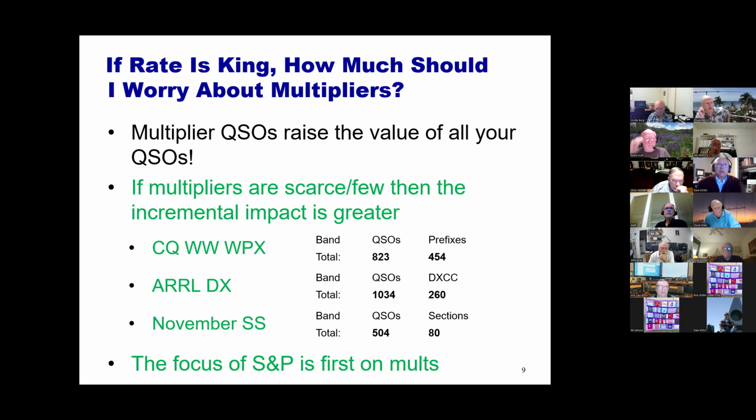So if rate is king, how much should you worry about multipliers? Multiplier QSOs raise the value of all of your QSOs. And if multipliers are scarce or few, then the incremental impact is greater. In the November SS, there's only possible 80 some sections. What, 83, I think now? So that last section is worth a lot relative to another multiplier in WPX. And in WPX, every other contact, or even more than every other contact, is a multiplier because there's so many prefixes and they're easy to come by.